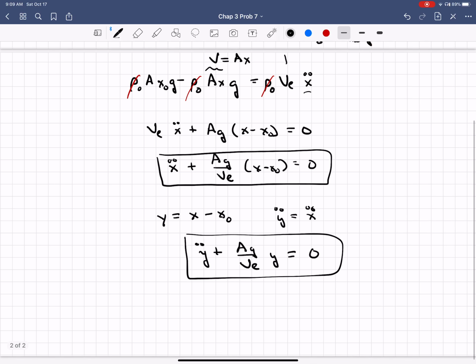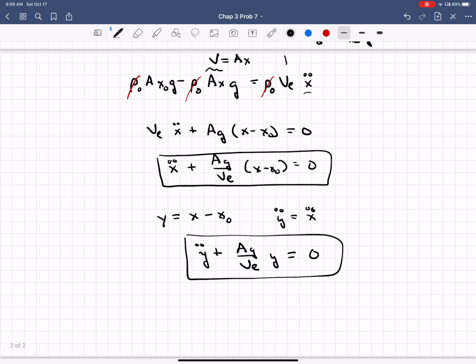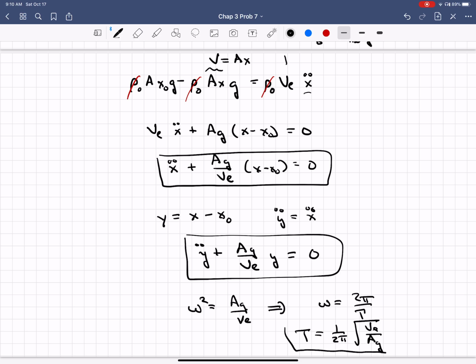Lining that up with my simple harmonic oscillator equation, I know that omega squared is A g over V sub E. And since omega is 2 pi over the period, I can find that the period is 2 pi times the square root of V E over A g, which is the expression that you wanted to derive in the book.